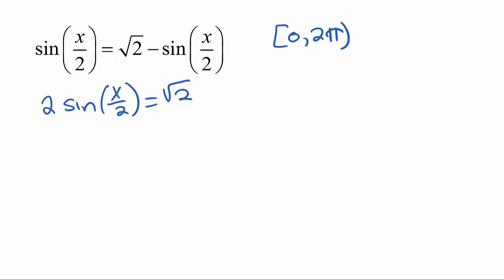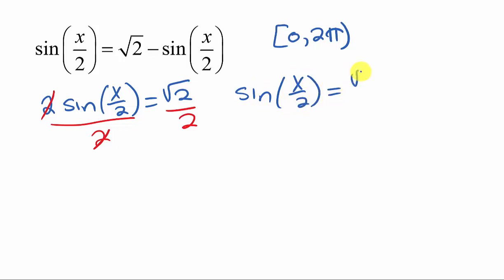And the next thing I'm going to do is isolate the trig function, so I'm going to get rid of the 2 that's in front of it, and I now have sine of x over 2 equals square root 2 over 2. And as I look at that, it's not an x, it's an x over 2. I'm going to think about that as theta for just a minute. And so I'd have sine theta equals square root 2 over 2.